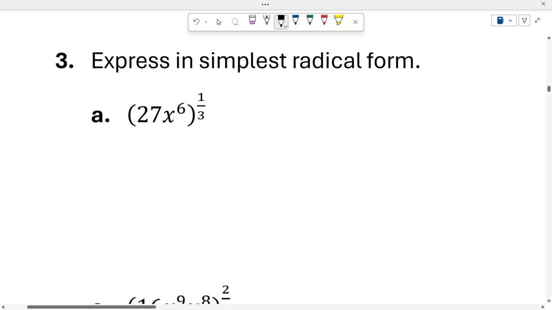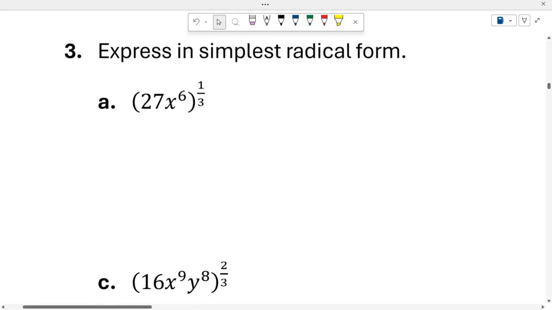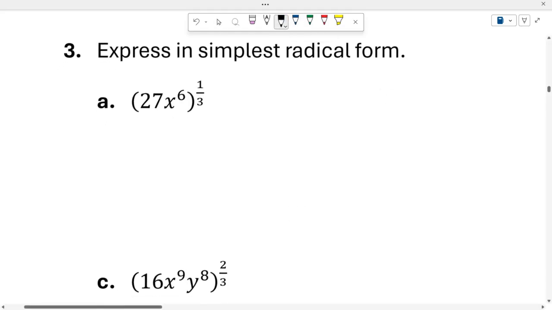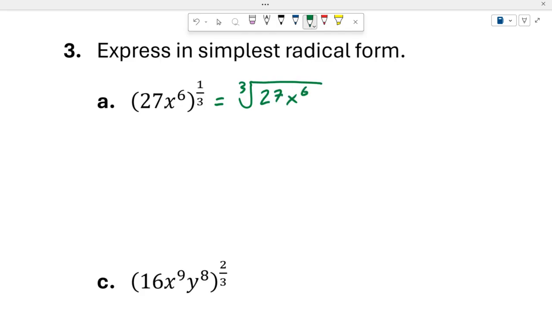So 3a. For 3a, we have one term, 27x to the 6th. It's a product, but it's one term. And that one term is being raised to a fractional exponent. Notice that for this problem, the fraction is 1/3. Writing this out is not strictly necessary, but when you have an exponent that is 1/3, that is the same thing as the cube root. So that's how we indicate a cube root.